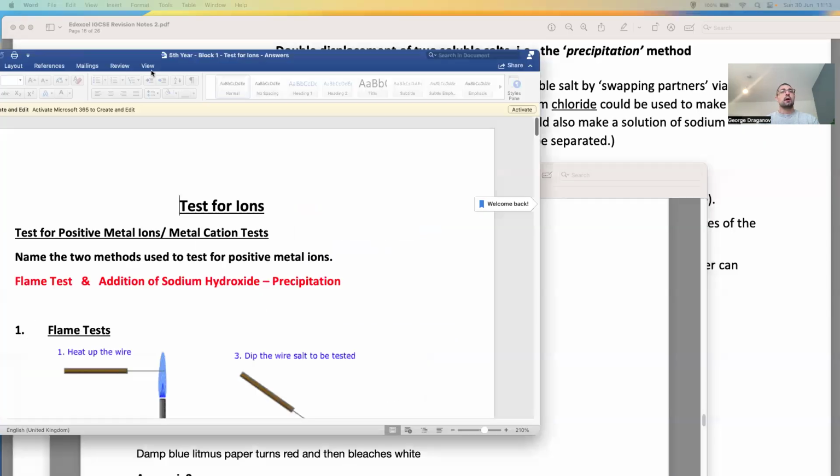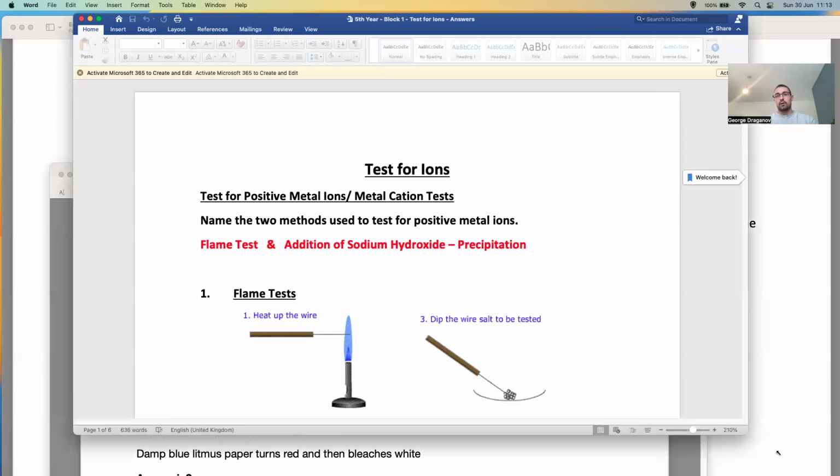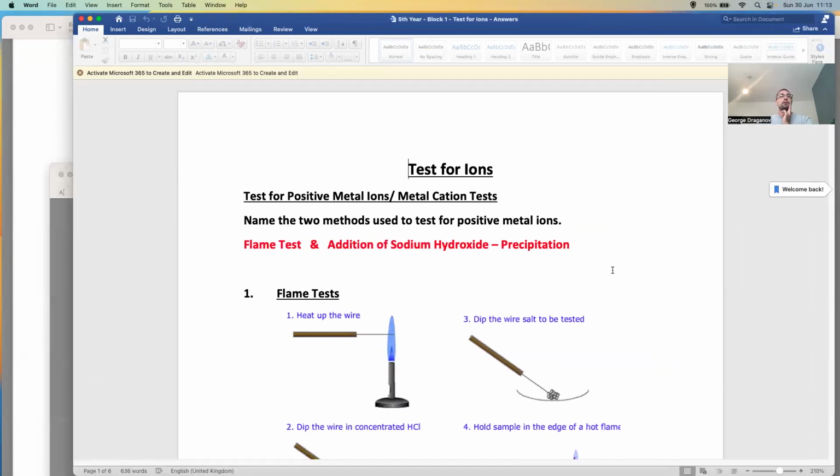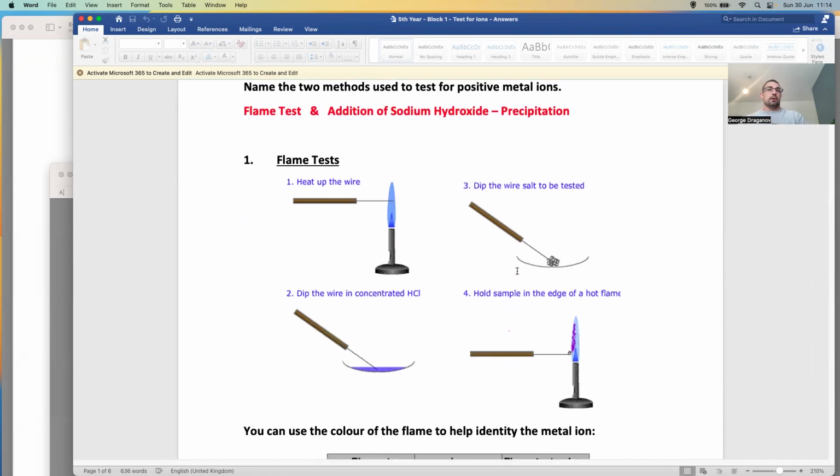Now, how to carry out the flame test? So flame tests are used to test for positive metal ions, which actually produce a color. This is how it works. You take a nichrome wire. You dip it into some hydrochloric acid. You dip it back into the flame on the hottest part, which is the top of the middle, so it's the top of the inner blue cone.